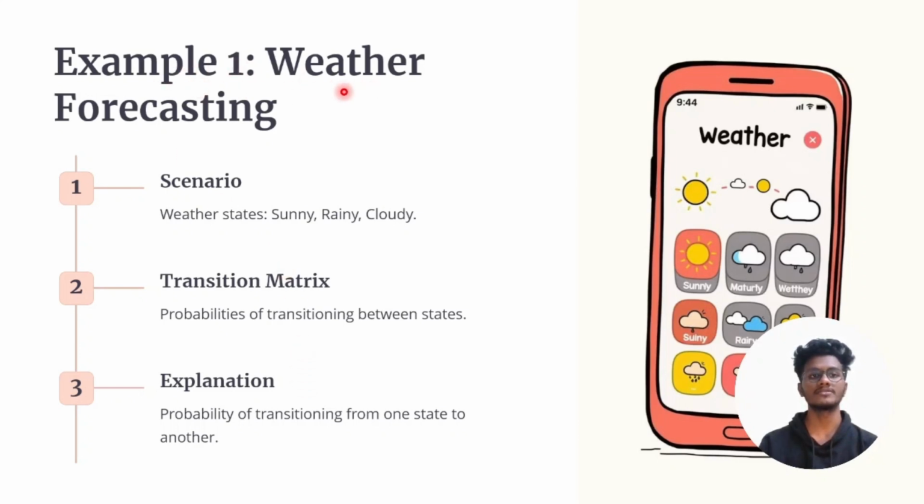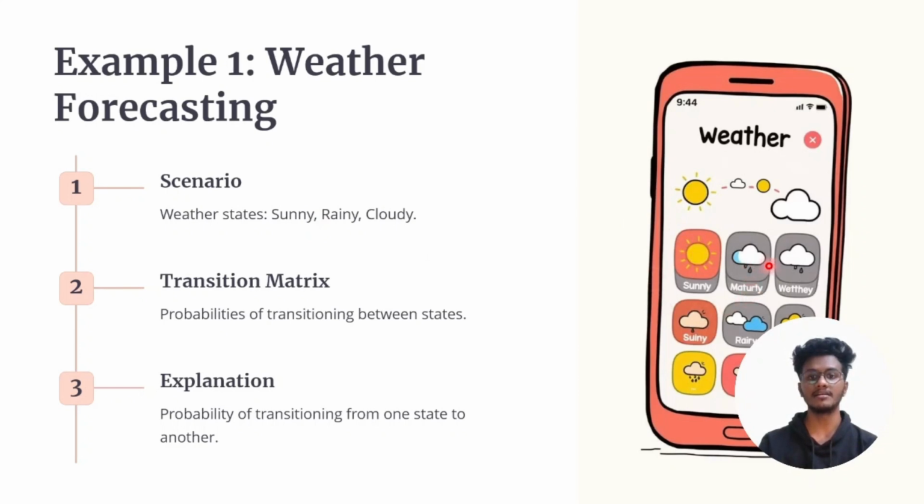Example of Markov chain is weather forecasting. An app that shows the weather prediction of today, tomorrow and the next upcoming days. States: sunny and rainy. Transition probabilities are like, probability it stays sunny is 0.8.